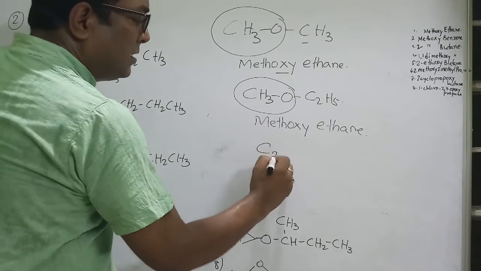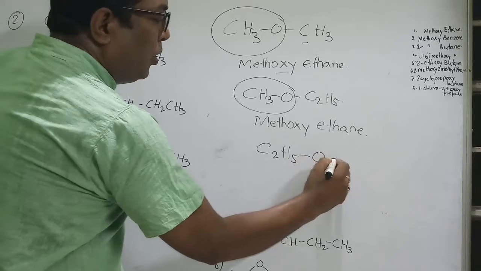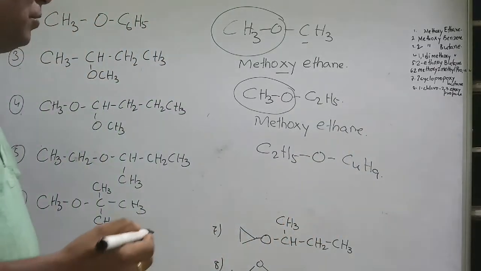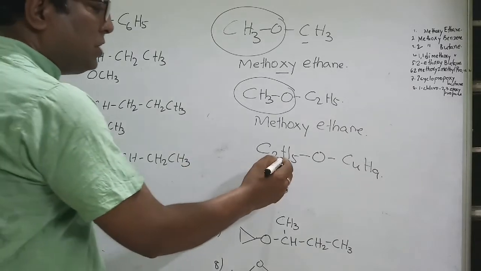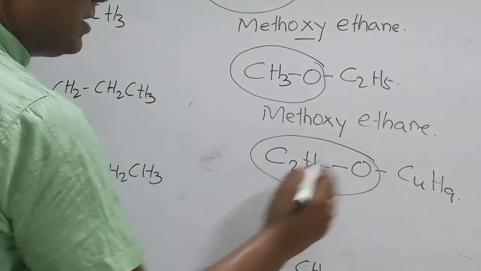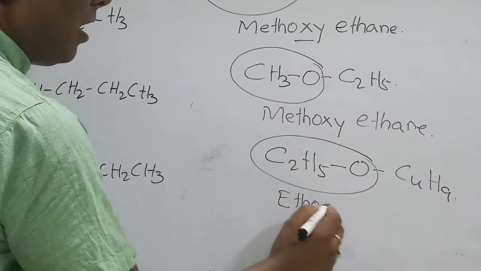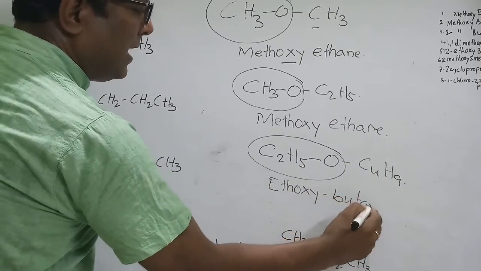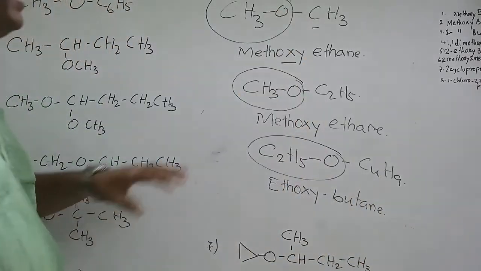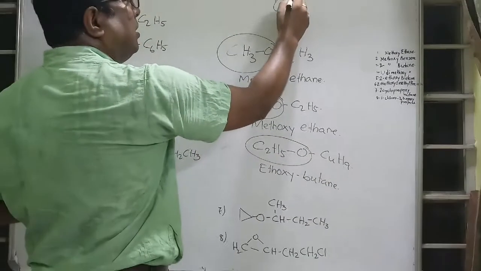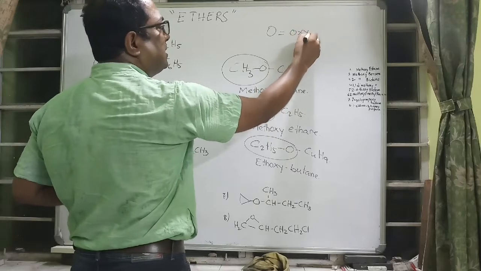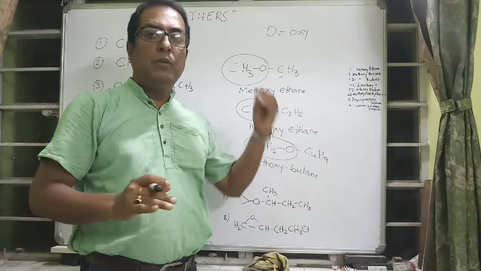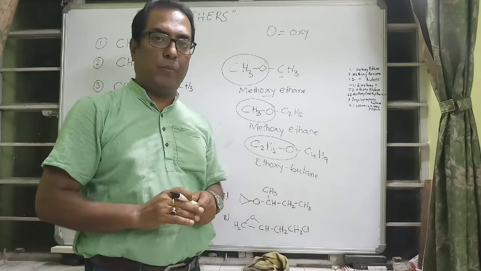Like if I have here C2H5O and C4H9. In this case we can presume that the oxygen would go together with the ethoxy. So you can write ethoxy, and the C4 is butane. So in this way we have to name it, where O means oxy, and the word oxy comes here. We cannot just simply write ether because it is a common name. We are learning the IUPAC system of nomenclature.